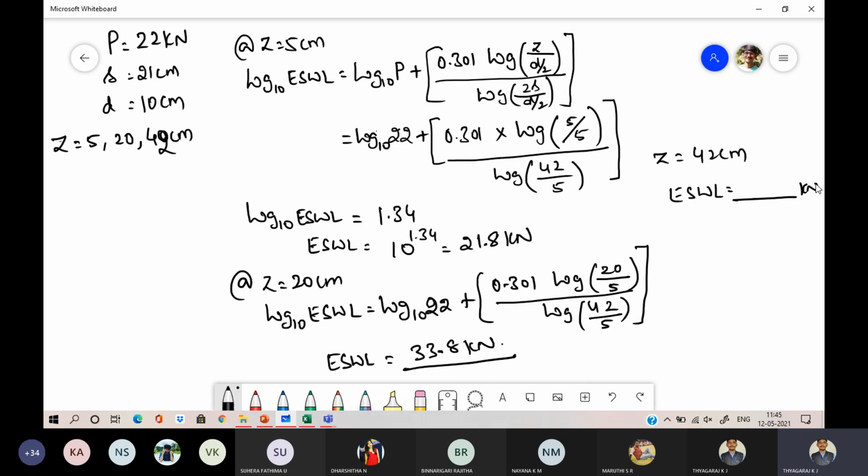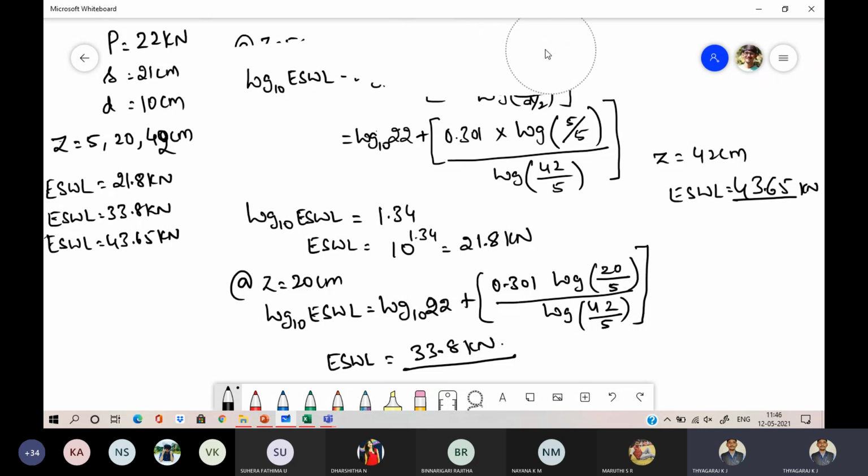$43.65. Okay. Now this is using formula. I will write here: ESWL is equal to 21.8 kilonewton. ESWL is equal to 33.8 kilonewton. Then ESWL is equal to 43.65 kilonewton.